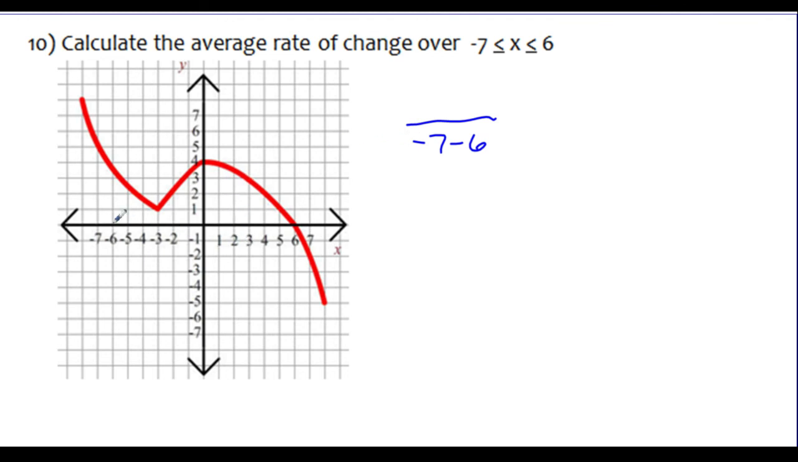If I go over to -7, it looks like I go up to this point right here, which was 5. Okay, and when I go over to +6, it looks like I hit at 0. So I'm going to say 5 minus 0. So in this case, it looks like 5 over -13, and that would be my final answer. Nothing to simplify there.